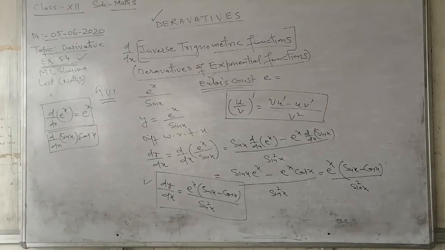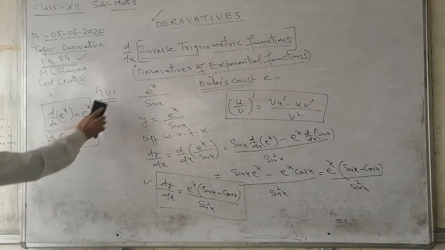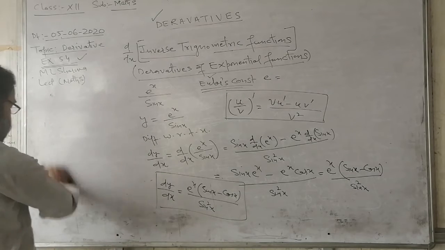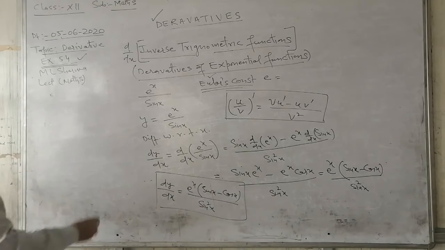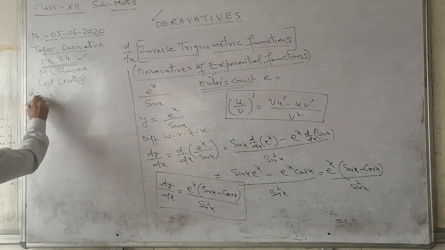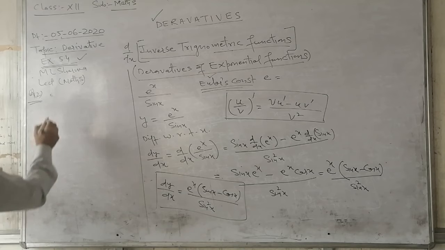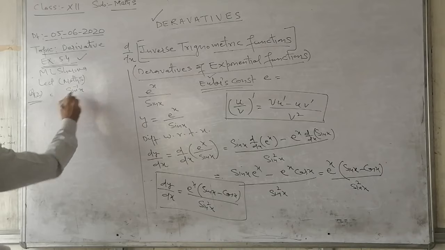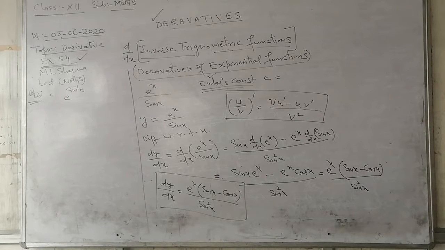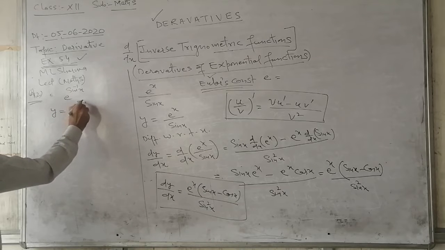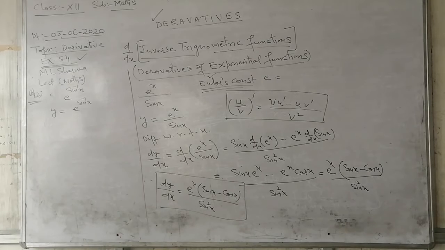So next question I am going to take, it is the second one of the same exercise: e raised to power sin inverse x. Again, this is an exponential type of function. So let y equal to e raised to power sin inverse x. So this is an exponential function, and I have to find its derivative.